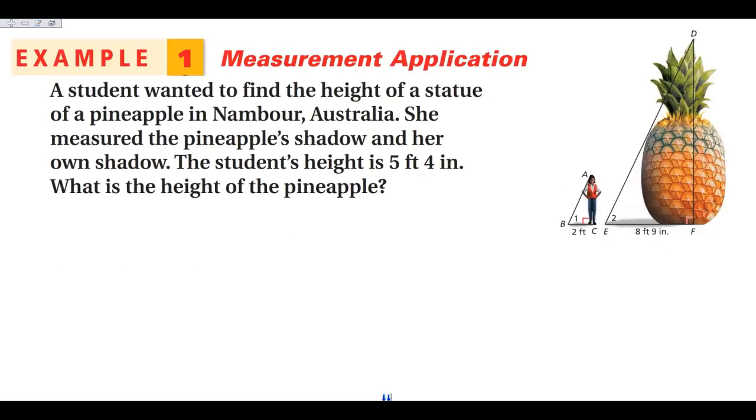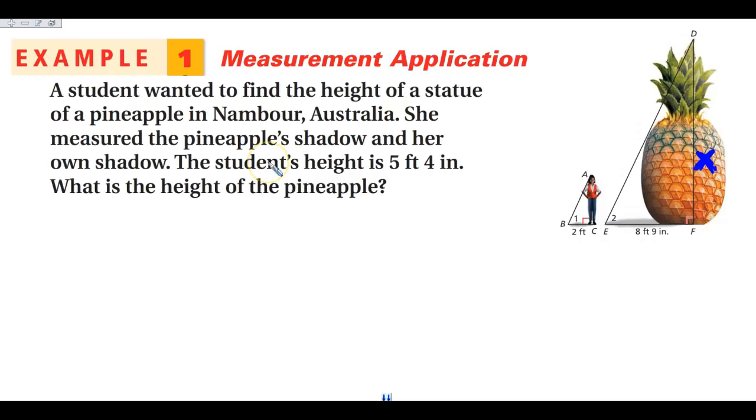So if we start by looking at example 1, a student wants to find the height of a statue of a pineapple in Australia. The student measures the pineapple's shadow and her own shadow. Her height is 5 feet 4 inches. We want to know the height of the pineapple. So the first thing we're looking for is the height of the pineapple right here, so I'm going to go ahead and call that x.